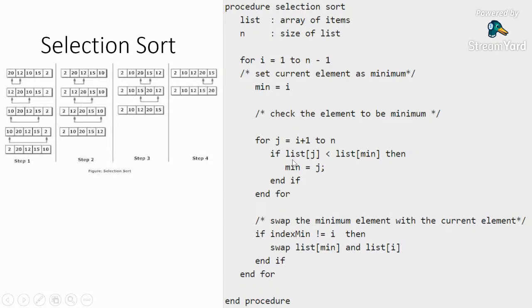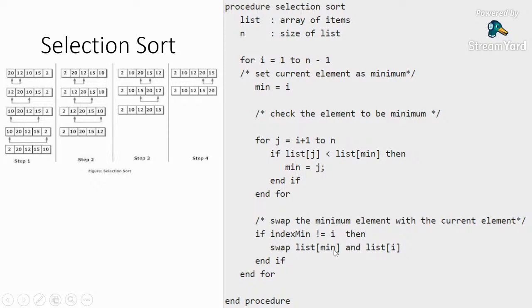Okay, if list of j, meaning if the element at this particular position is found to be smaller than list of min, then min is updated. Min is equal to j. Okay, so this loop continues, and when the loop is completed, we have a min which contains the index at which the smallest element is present. Okay, then we come out of this loop, and we check that if the index min is not equal to i, meaning this is i, it is stored in min, and this index min is not equal to i, then we will just swap these two.